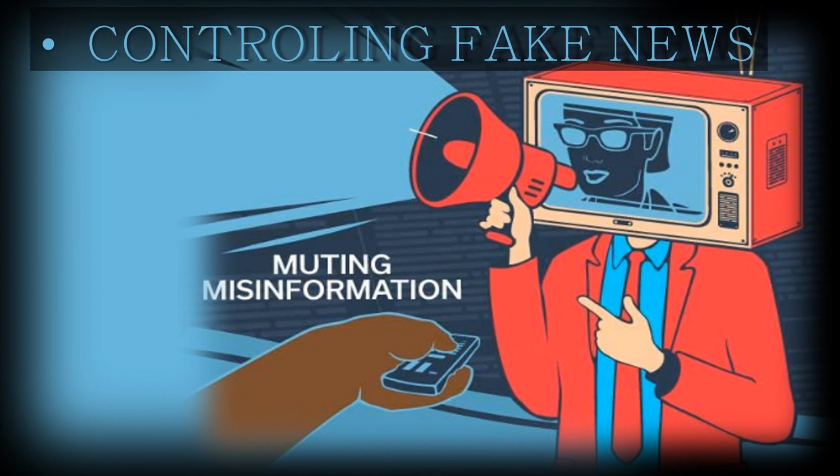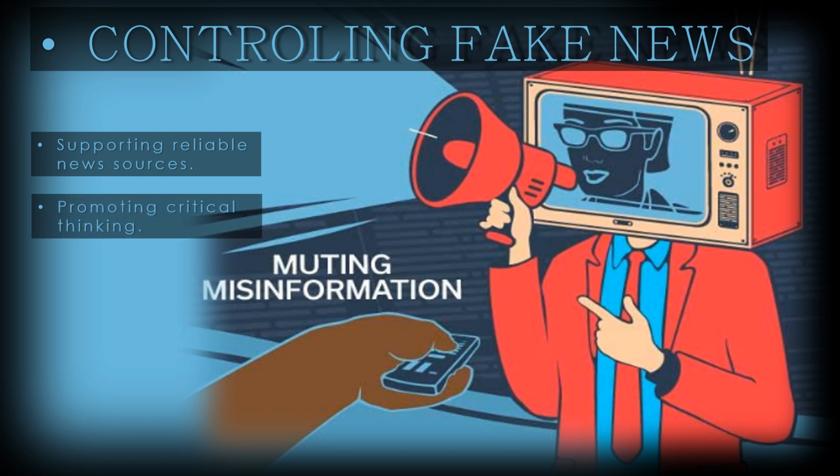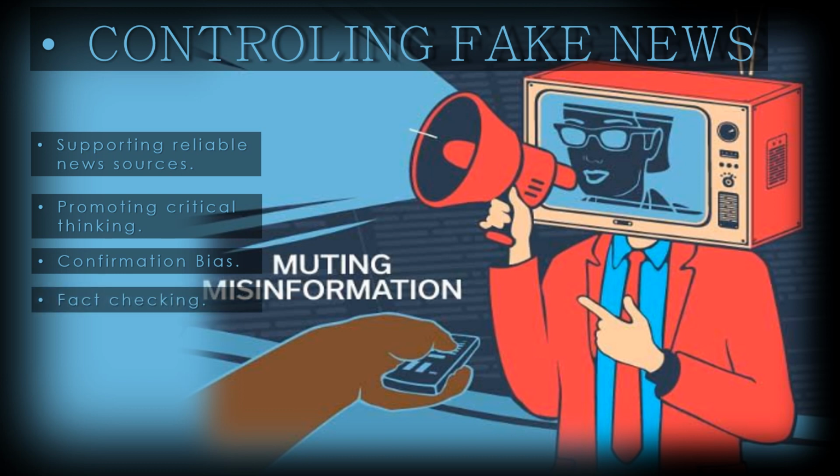Muting misinformation. We can control the spread of fake news by supporting reliable news sources and by reporting the news channels and the social media handles which are spreading fake news. We should also promote critical thinking and not come to a judgment without thinking of all possibilities behind the news. We should make sure that the news or the information we are consuming is not favoring a certain person or an institute. We should always check the facts behind information and not believe anything we see on the internet without making sure if it's true or not.